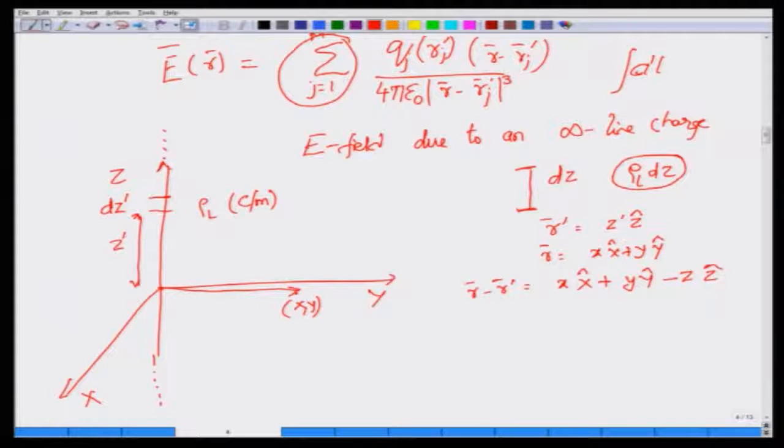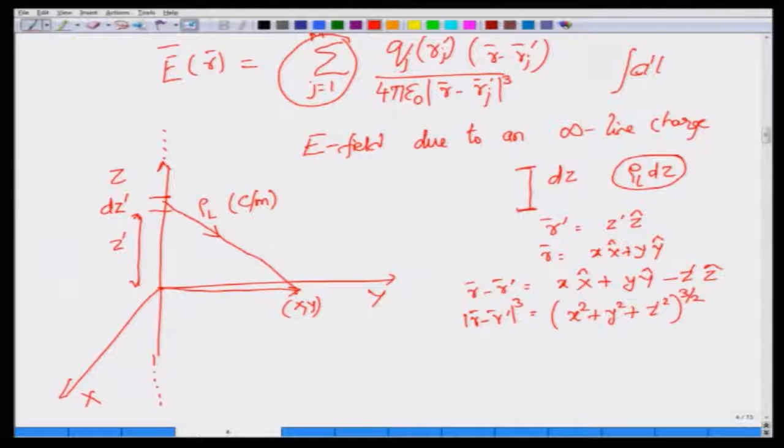So, this is the r minus r prime vector, which is a vector directed from the source to the field point. So, from the source to the field point you have this particular vector. What is the magnitude cubed of this vector? The magnitude itself is the square root of x squared plus y squared plus z prime squared, and then you simply raise it to the cubic power. So, it becomes x squared plus y squared plus z prime squared, to the power 3 by 2.